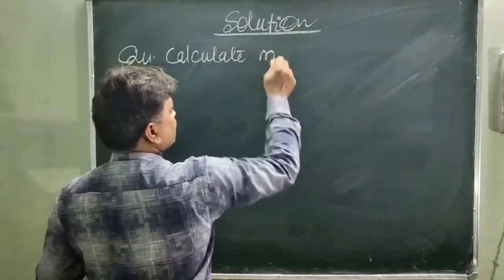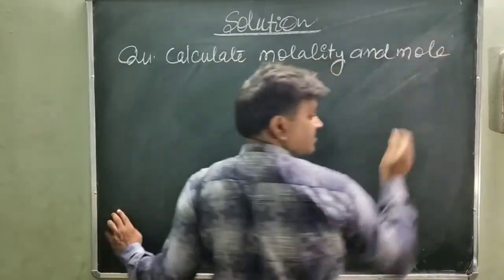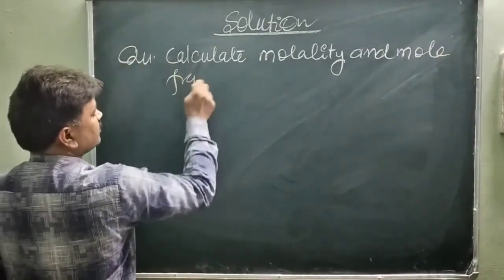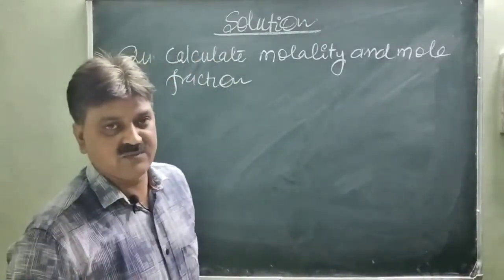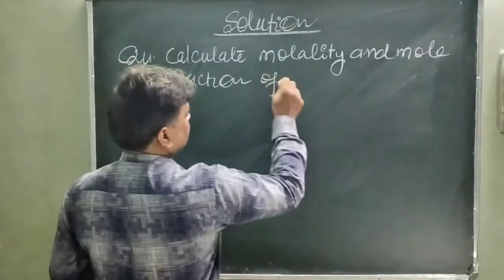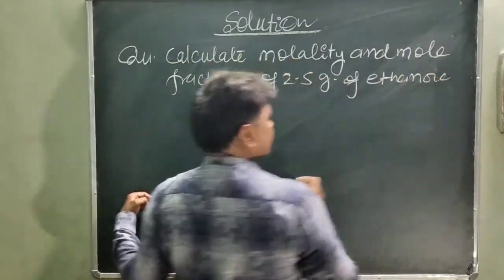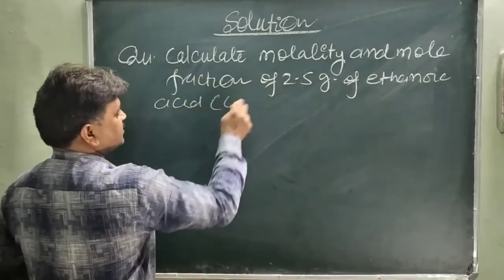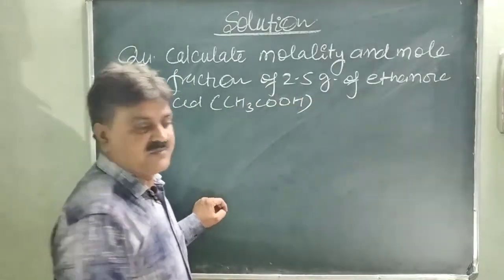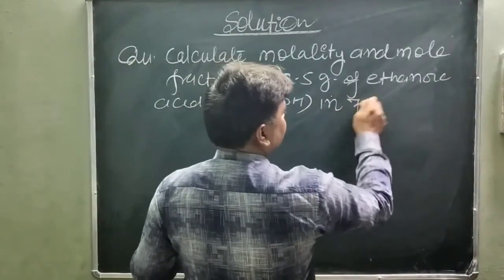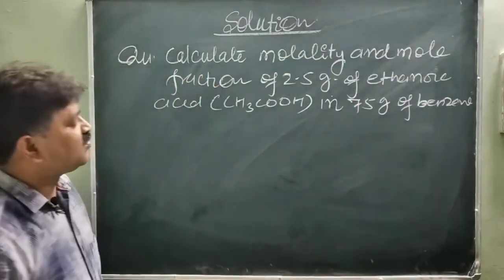Calculate the molarity and mole fraction of 2.5 gram of ethanoic acid, that is CH3COOH, in 75 gram of benzene. So the question is: calculate the molarity and mole fractions.